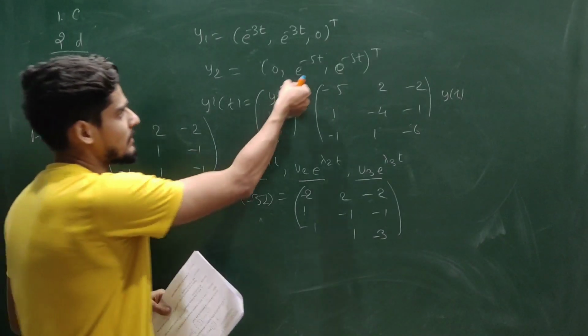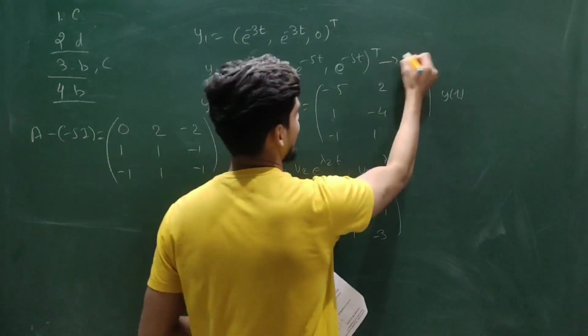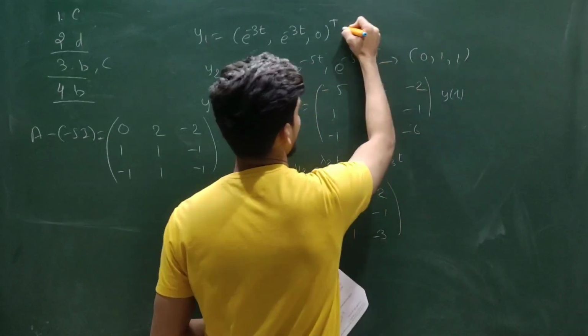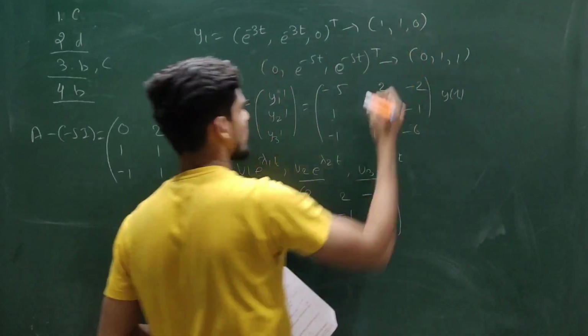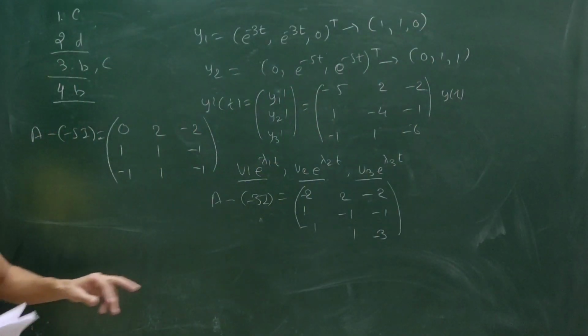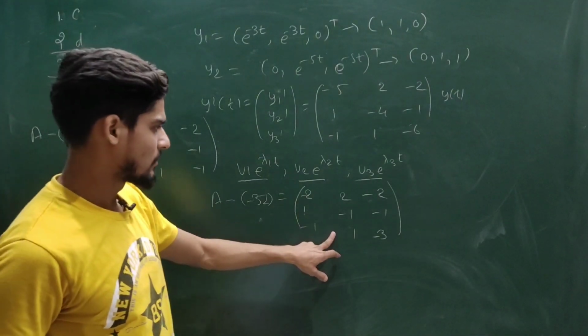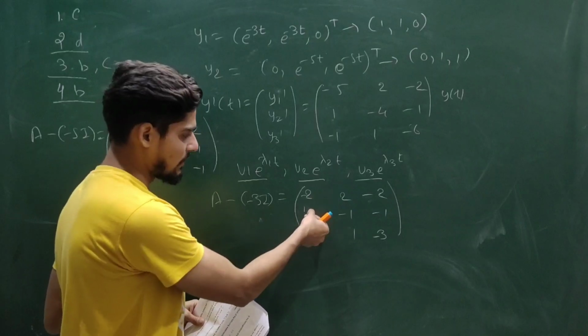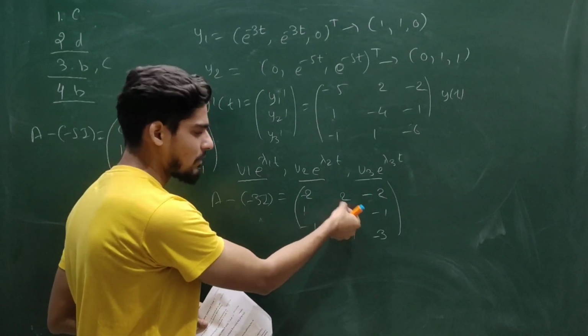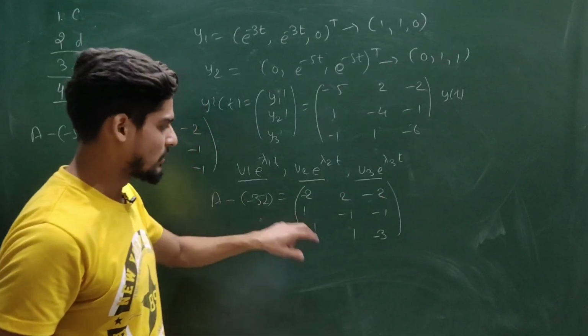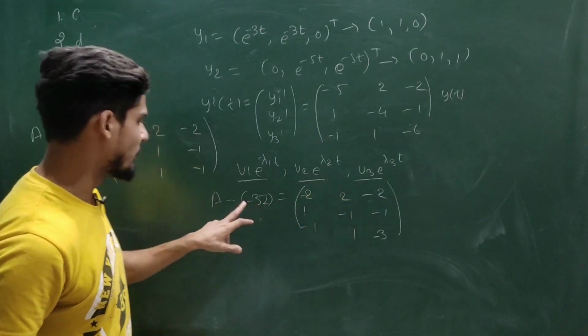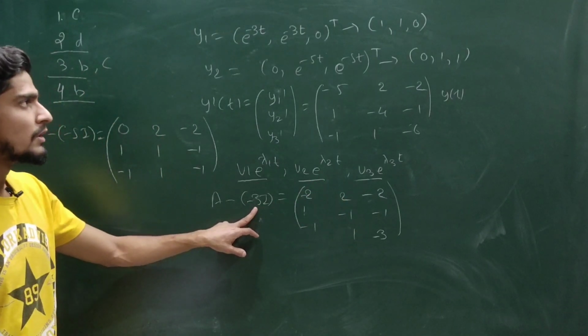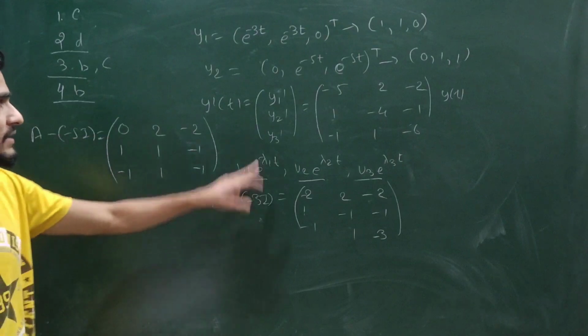Now we have to verify whether these are eigenvectors or not. The eigenvector will be (0, 1, 1), and here the eigenvector will be (1, 1, 0). Let us verify this. If you add these two rows, then you are going to get -1 2 -1 1 -3. So this row depends on these two rows. That means this is also an eigenvalue. So I have verified that -5 and -3 are both eigenvalues.